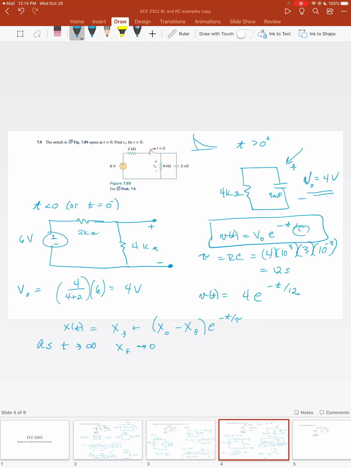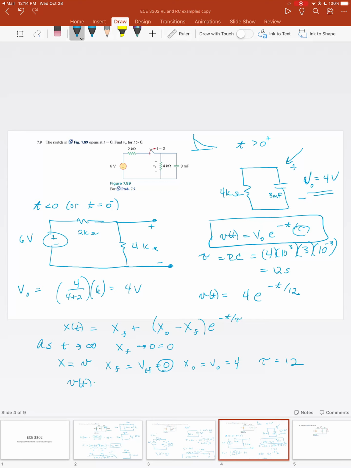So the final value approaches 0 or equals 0 at infinity. The initial value we've already solved for. And by the way, in this case, our x is V. And so x final is V across the capacitor final, which is 0. X initial is V initial, which was 4. And tau, we already know, is 12.